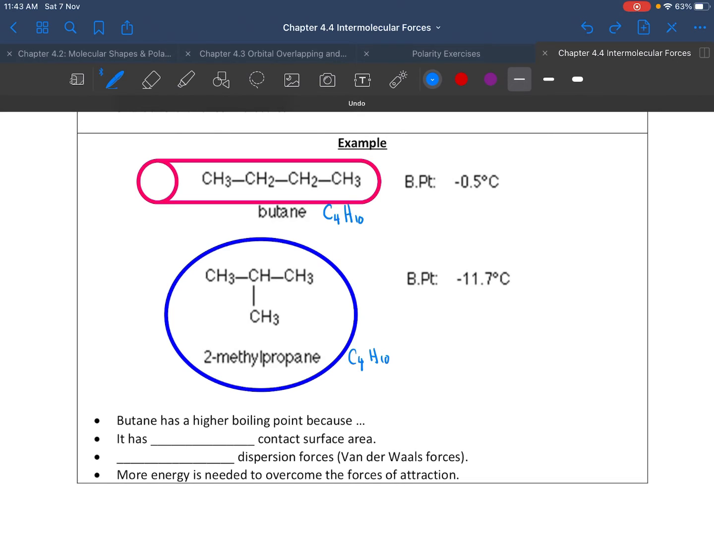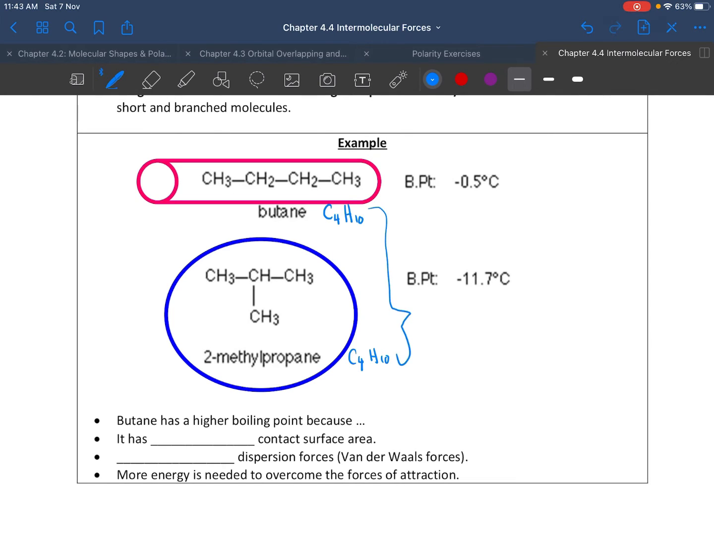So from here, we know that the molecular weight should be the same. When the molecular weight is the same, to determine the strength of van der Waals forces, we have to jump to the second factor, which is shape. The shapes I have drawn here. This one is long and linear. This one is short and branched. And the boiling points are already given. The boiling point for butane is negative 0.5. The boiling point for 2-methyl propane is negative 11.7.